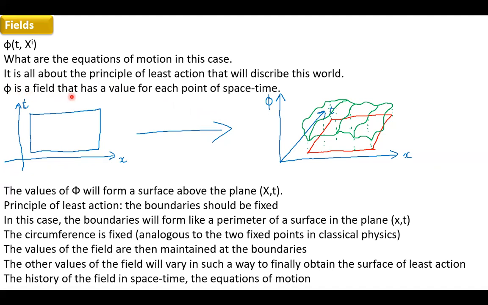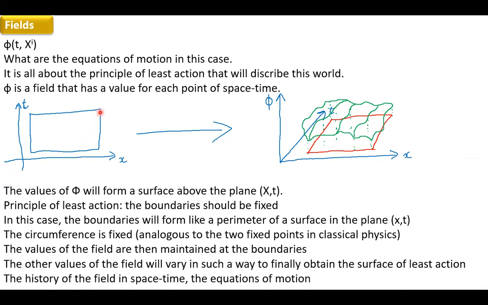So phi is a field that has a value for each point of space and time. So if you consider your space-time, which is x and t, as we always do in relativity, we will consider the portion of space-time where we have this variation of phi. Phi could be varying in the entire space. But if phi is just varying in this portion of the space-time, we have a certain type of boundaries. That could be a rectangle, a square, any random shape, and it could be the entire space-time. So we need boundaries.